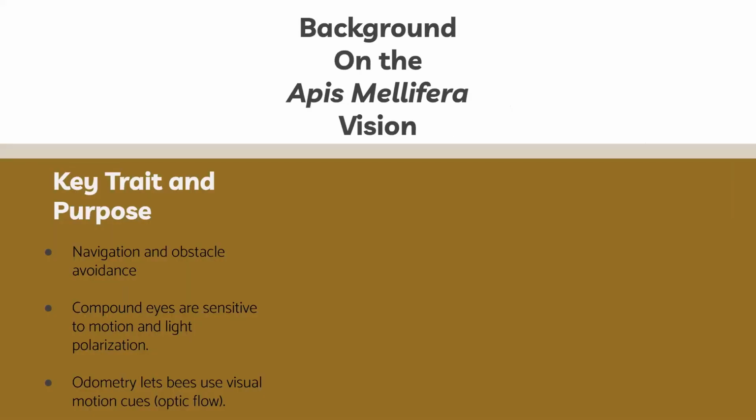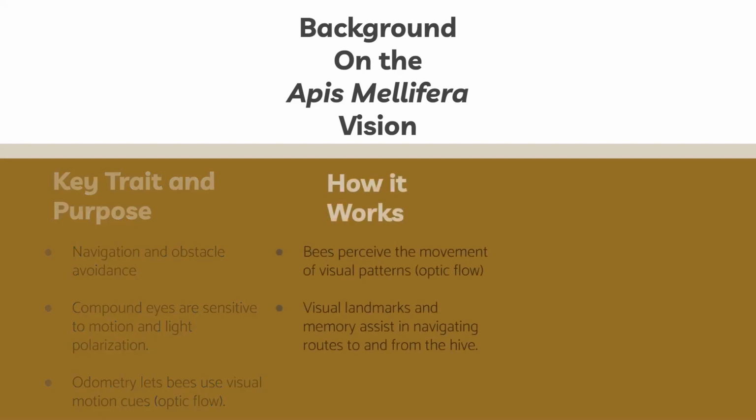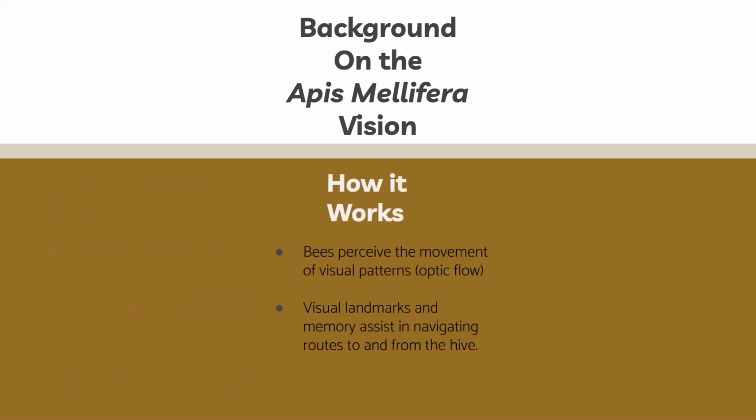So a little bit of background on Apis mellifera vision. They're going to need their vision, obviously, to navigate and avoid obstacles. Their compound eyes are going to be sensitive to motion and light polarization. Odometry will let the bees use visual motion cues, or optic flow, which we're going to go into further in today's research. How it works, they're going to perceive the movement of visual patterns, which is what we're going to be focusing on: the optic flow.